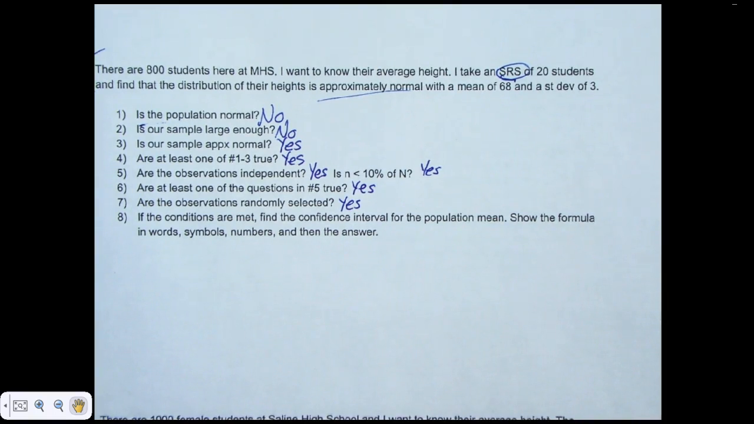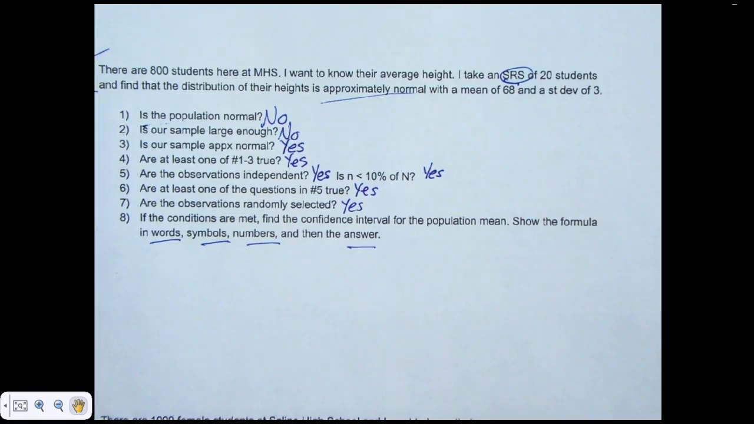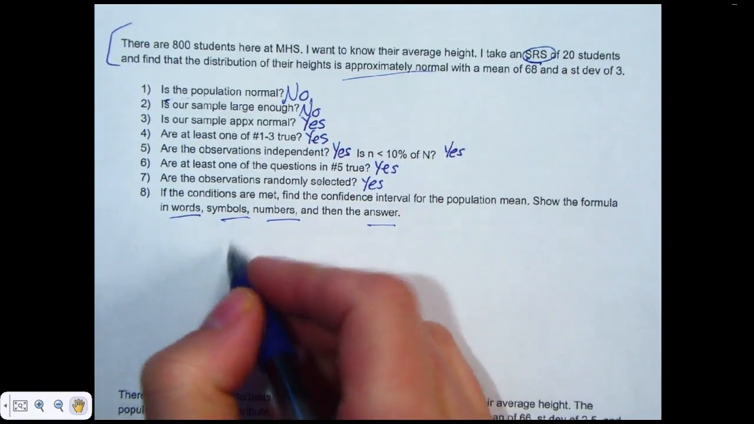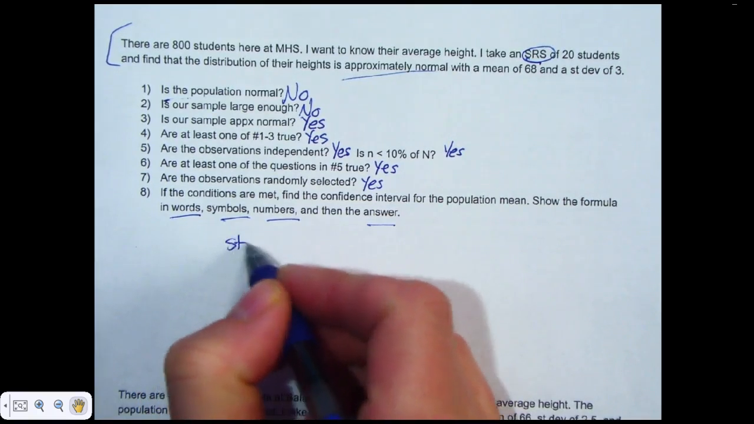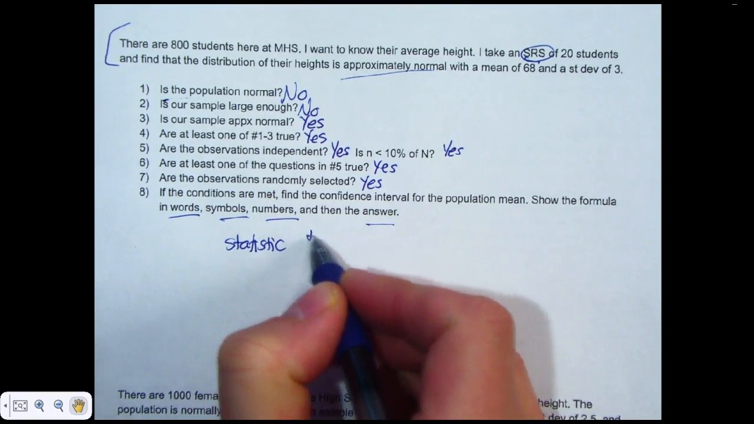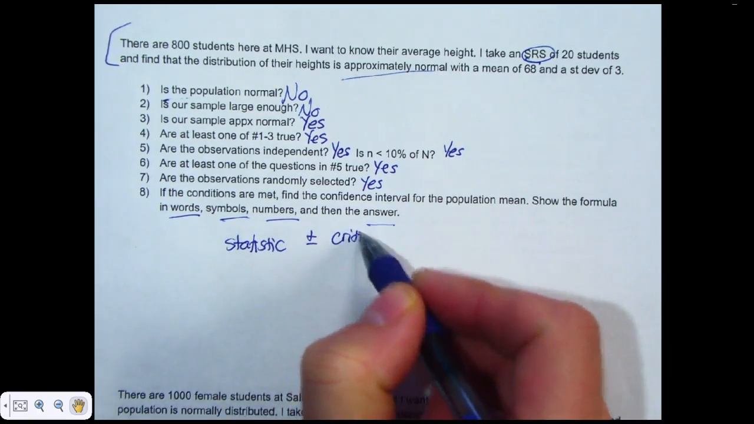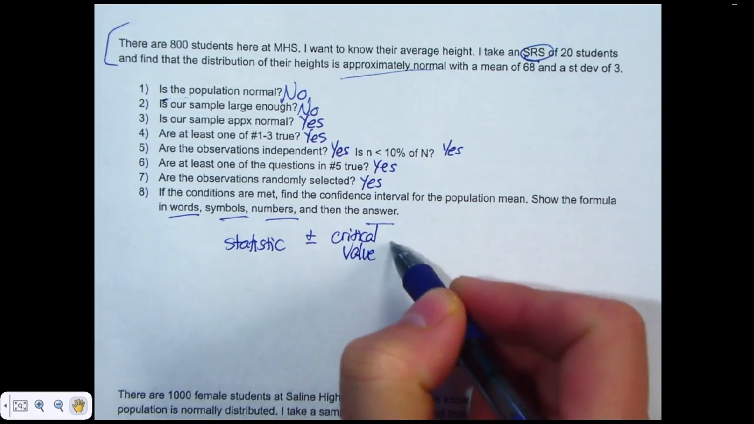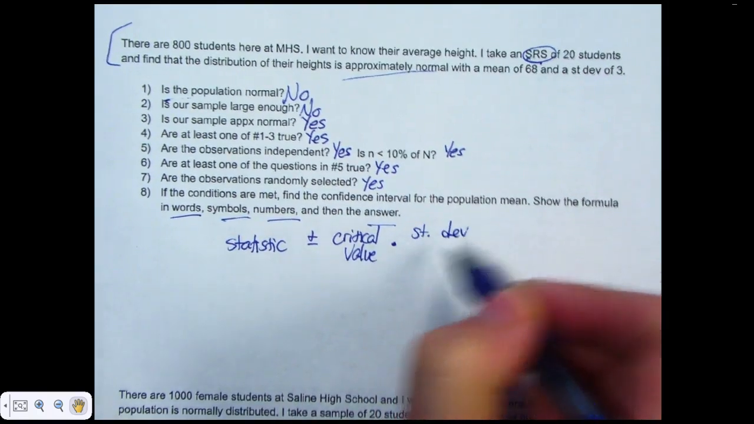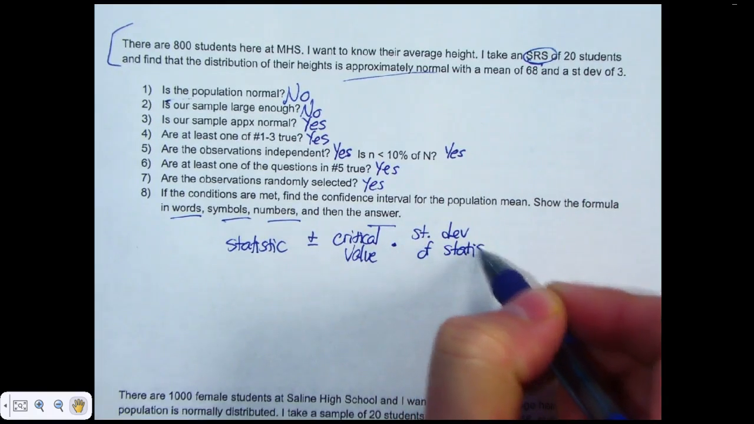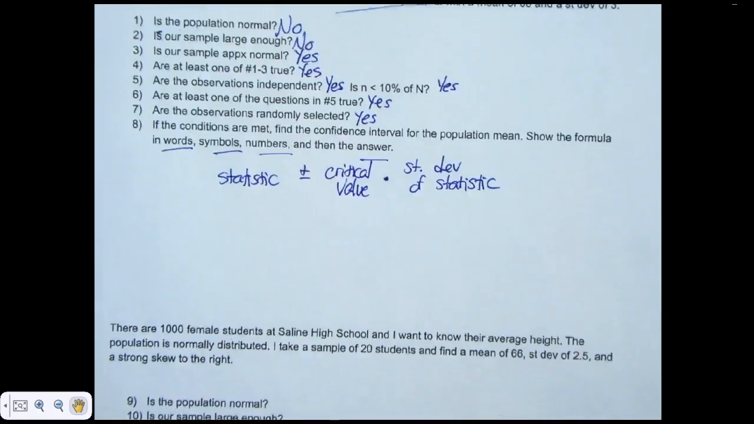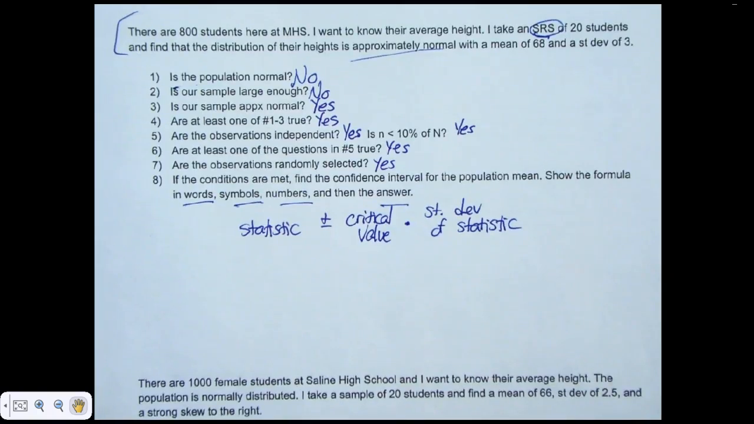And so then I want you to do the math. So we're good to go. We met all the conditions. So I want you to write it in words, symbols, numbers, and then the answer. That's our pattern on that template sheet I gave you too. So in words, statistic, plus or minus, critical value, times standard deviation of statistics. So words first, and then symbols.